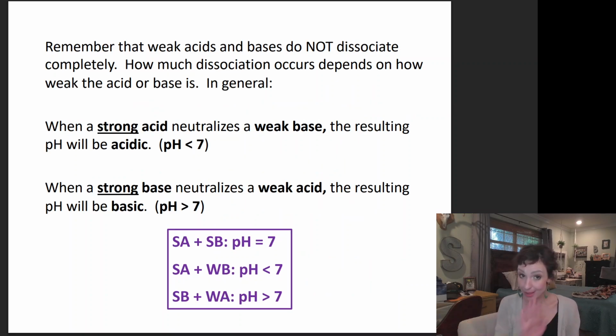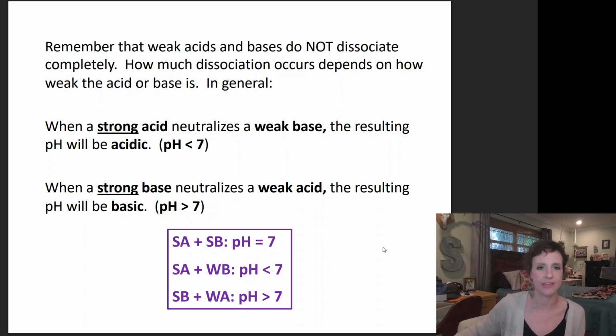But remember, weak acids and bases do not dissociate completely. How much dissociation occurs actually depends on how weak the acid or base is. Not all weak acids and bases are created equally. Some are way weaker than others. Do not worry, we are not going to be responsible for figuring out how weak or how strong a weak acid or a base is. That is for future chemistry courses for you guys to get excited about. But we can predict what the pH value would be if I'm doing neutralization reactions involving one of these weaker substances.